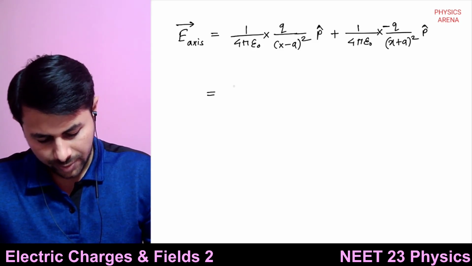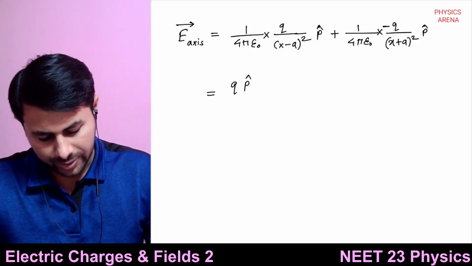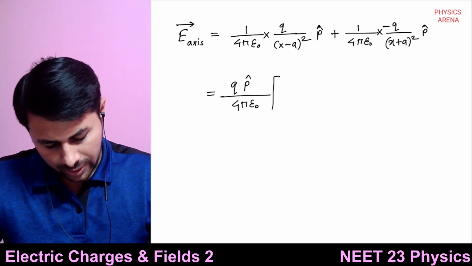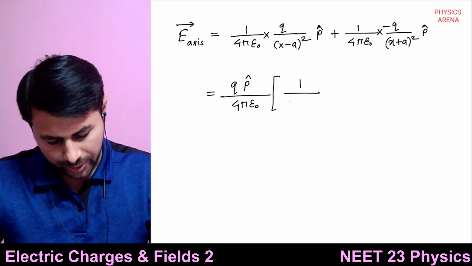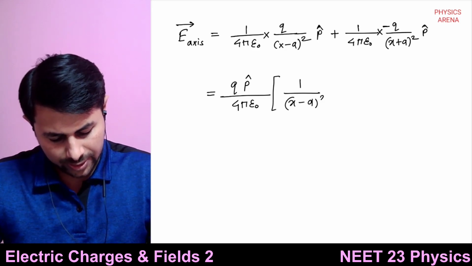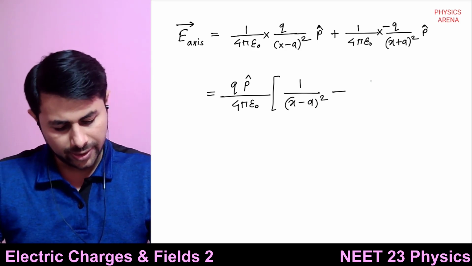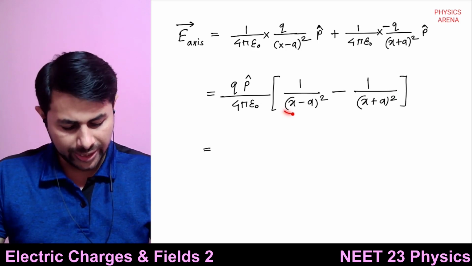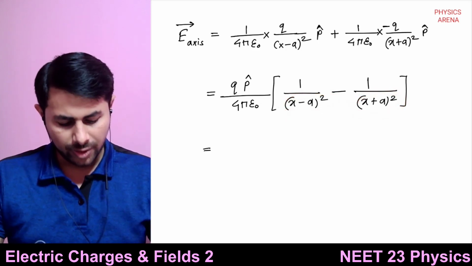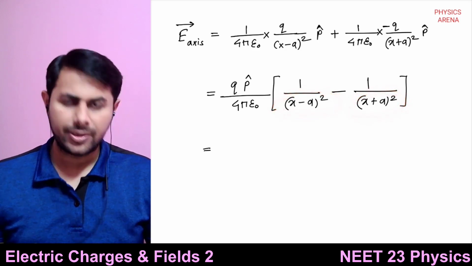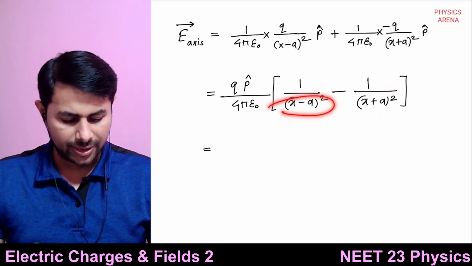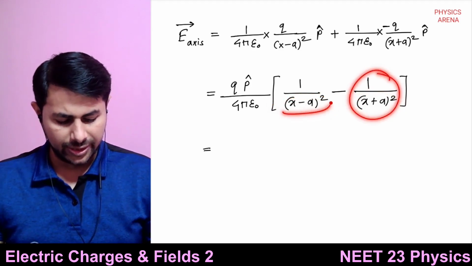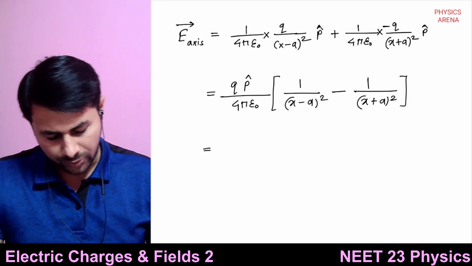these two. So it is q p cap upon 4 pi epsilon naught. We have taken common from these two, and we have 1 upon x minus a squared minus 1 upon x plus a squared. We can make denominators of these two terms same. So we'll multiply this one with x plus a square, and we'll multiply this one with x minus a square. So what do we get?